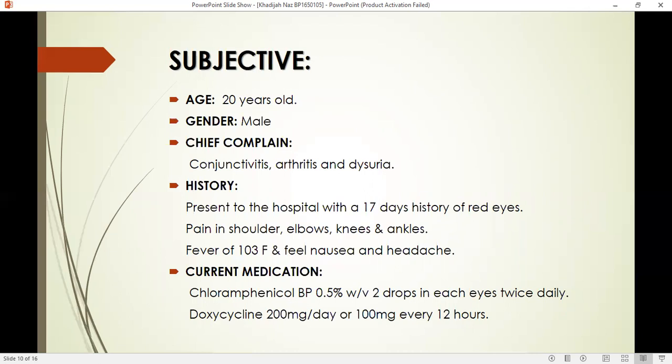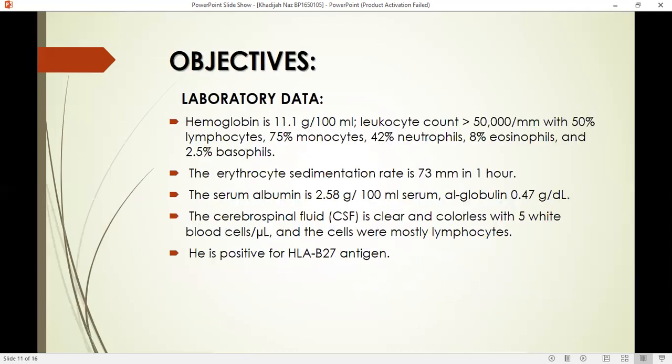The current medications he is using are chloramphenicol, BP 0.5%, 2 drops in each eye twice daily, and doxycycline 200 mg daily or 100 mg every 12 hours. Objectives.